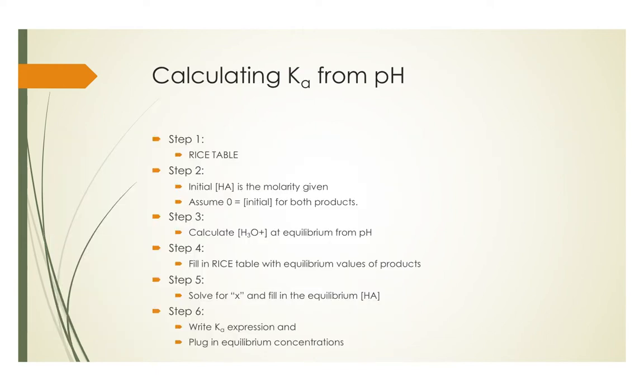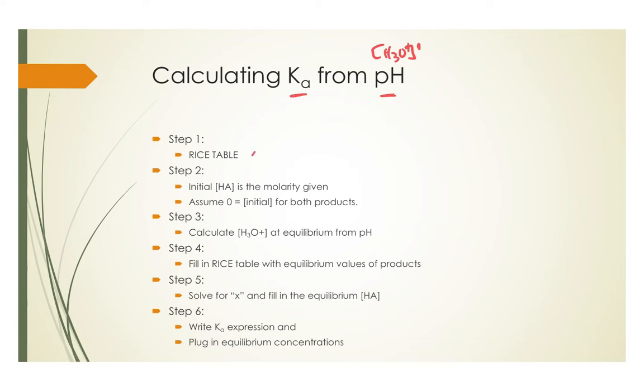Okay. So since it's an equilibrium situation, we can go ahead and calculate Ka from pH or vice versa, because the concentration of H3O plus is part of our equilibrium expression. And of course, we would know what Ka is. So here are the steps to calculating Ka from pH.